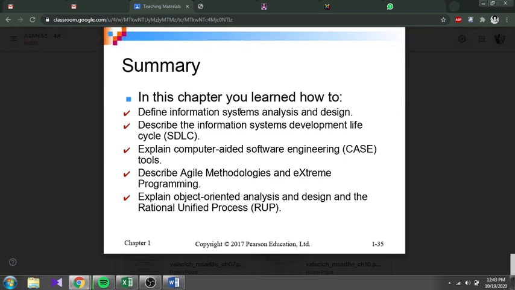Yeah, summary. Define the information system. Hopefully this one is clear. What is SDLC? Planning, analysis, design, implementation, and maintenance. CASE tools, how they do it. Agile methodology versus extreme programming, and more on object oriented analysis, and RUP, more on the briefing just now.